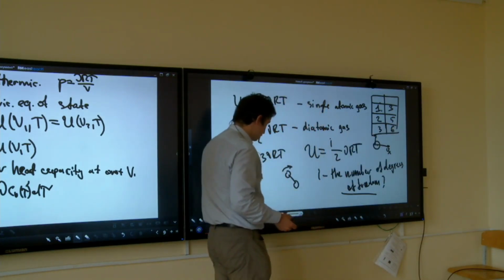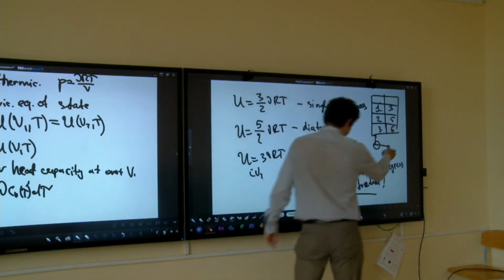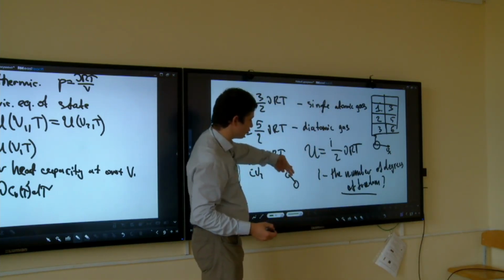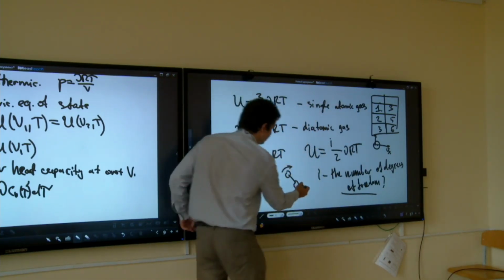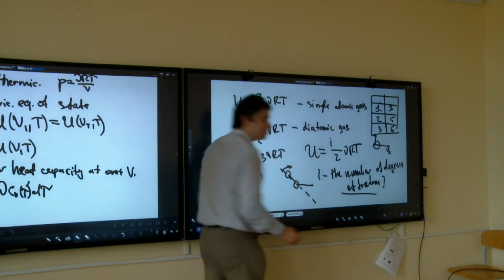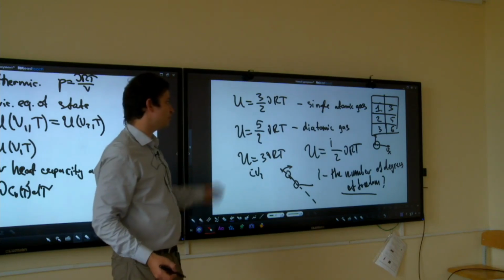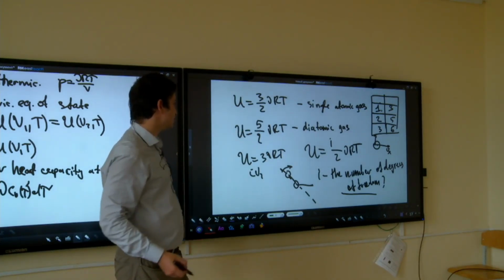And also, when you have more atoms, you need to provide an additional coordinate which describes the rotation about this axis. So that's why you have 6 degrees of freedom for 3 and more atomic gas. Okay.